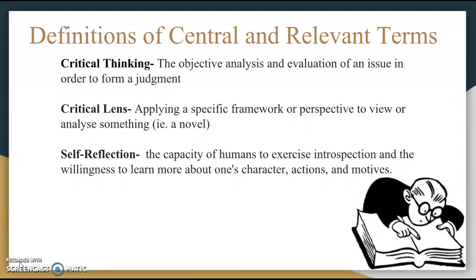So critical thinking is the objective analysis and evaluation of an issue in order to form a judgment. A critical lens is applying a specific framework or perspective to view or analyze something, for example, a novel. And self-reflection is the capacity of humans to exercise introspection and the willingness to learn about someone's character, actions, and motives.